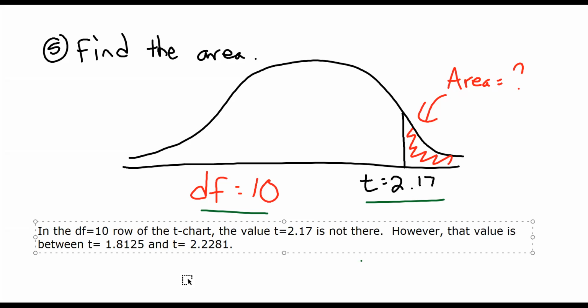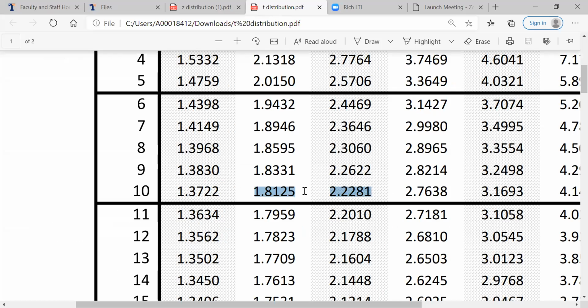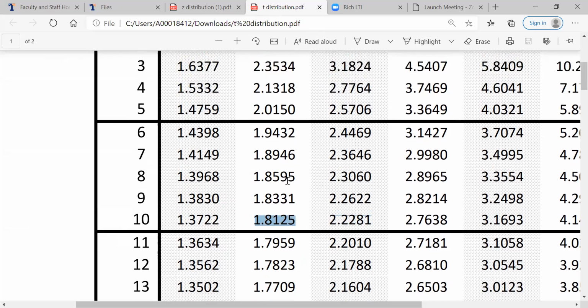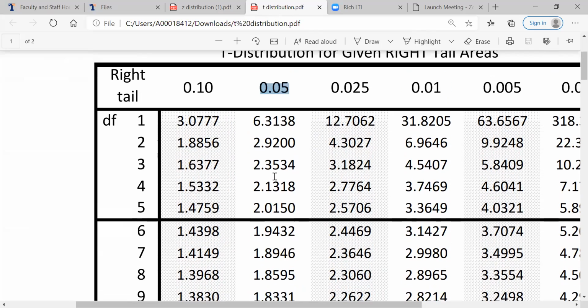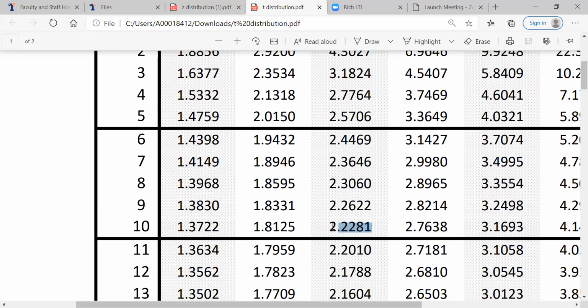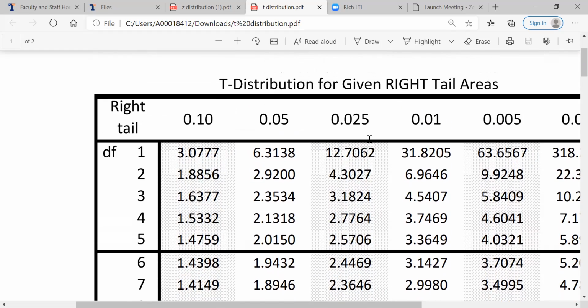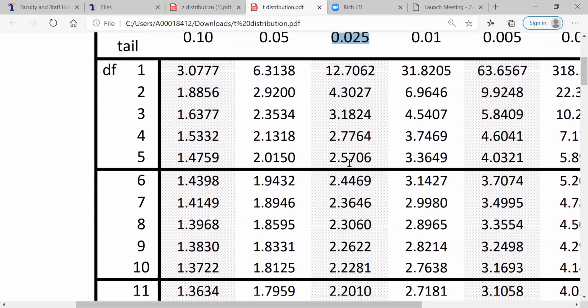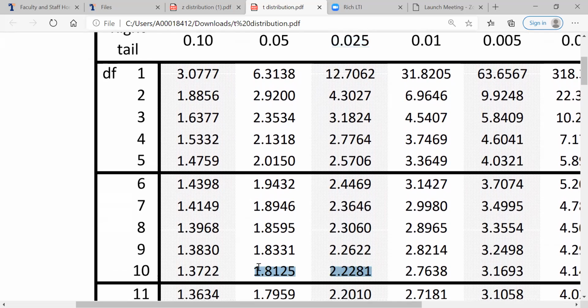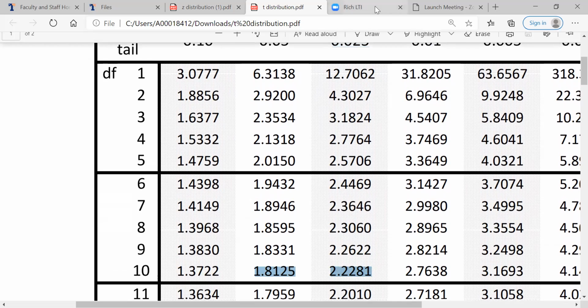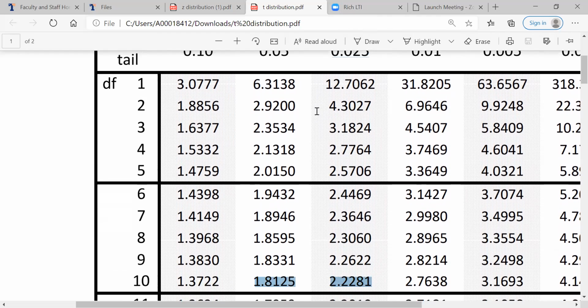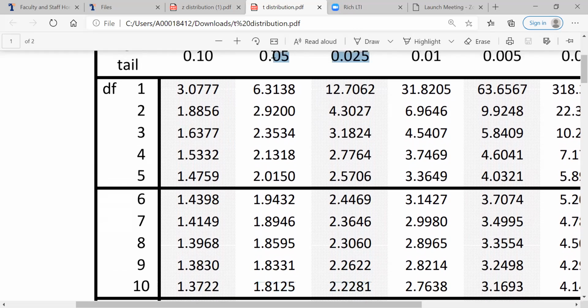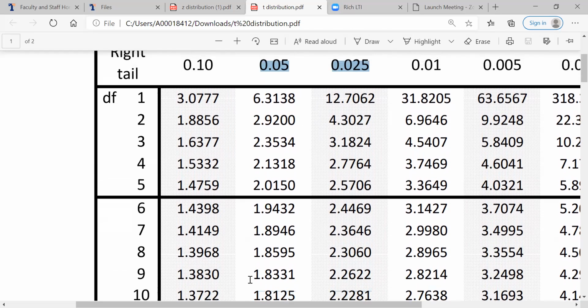Well, now what does that mean? Let's go back to the t-chart and take a look. If the t-score were 1.8125, then the right tail area would be 5%. But if the t-score were 2.2281, then the right tail area would be 2.5%. But the t we're looking for is between these two t's. So what does that mean about the area? It means that the area is between these two values. Write that down.